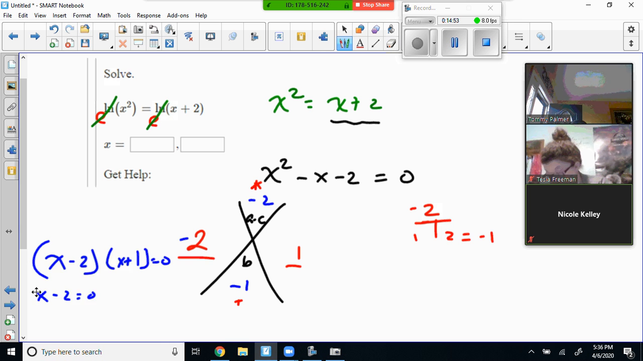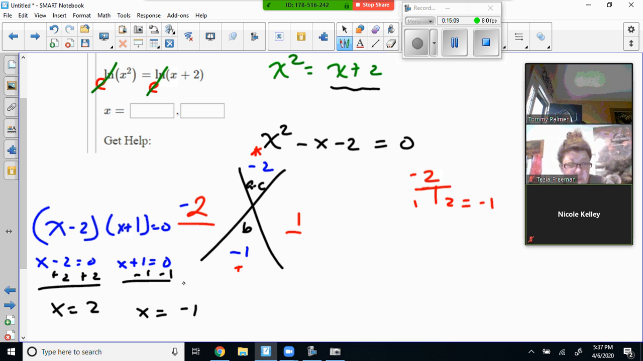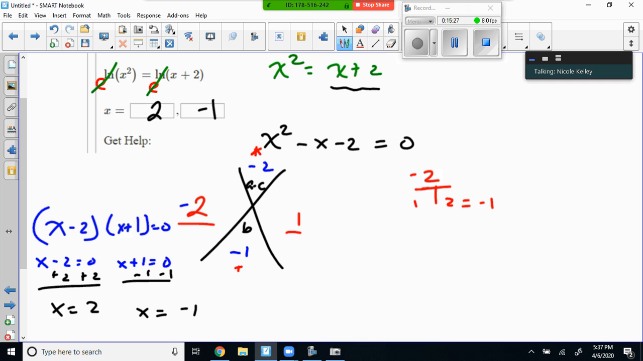So you set them equal to 0. And that's the 0 property. So you add 2 and that's x is equal to 2. You subtract 1 here, so that x is equal to -1. So there you go, 2 and -1. So that's how you do it. You know, it gives you a quadratic. I just happen to factor it, right? I used the little x, the a times c thing, and that's what we got. So there you go.